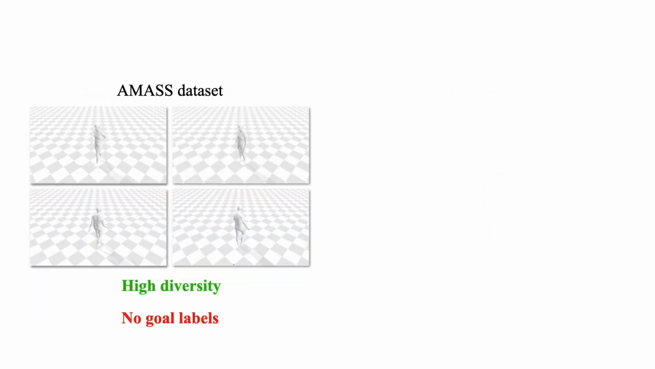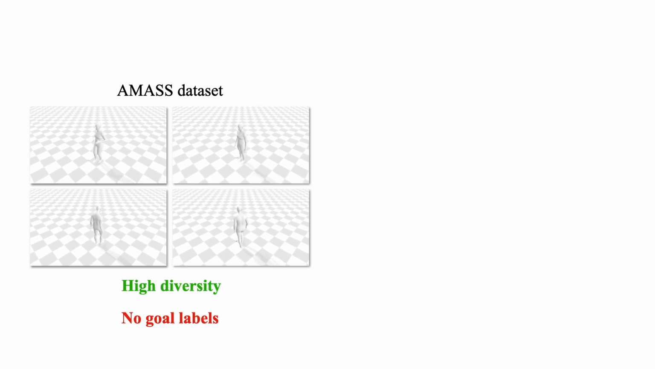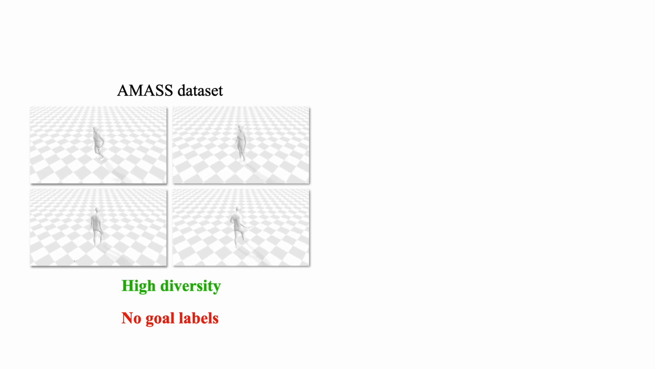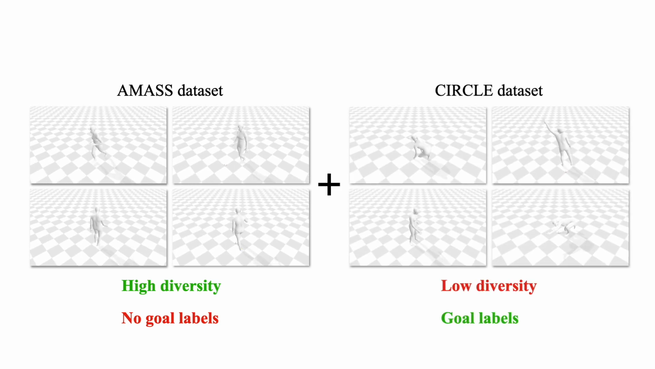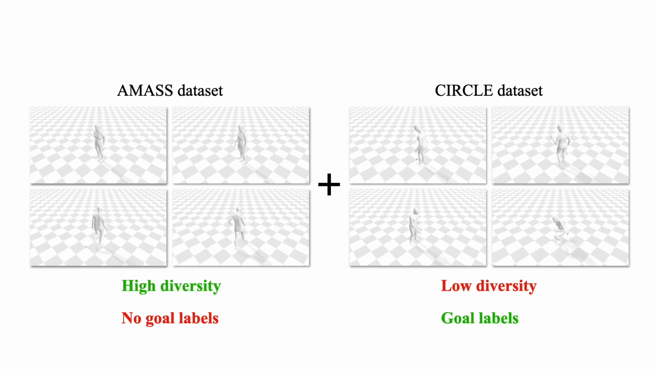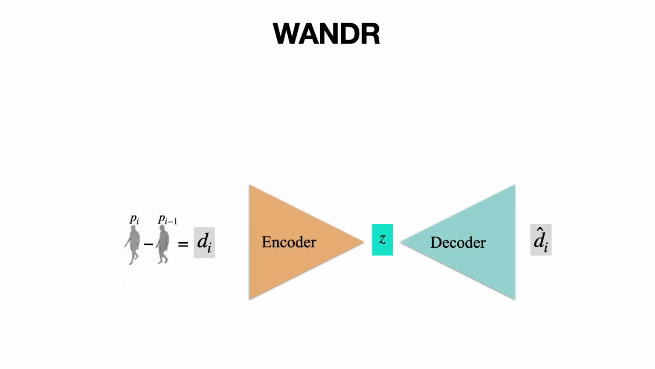On the other hand, diverse datasets like AMASS have a large variety of motions but lack explicitly annotated goals. To address this lack of data, we need a method that learns from both sources of information while being able to combine them during inference. To tackle this challenge, we propose WANDR.